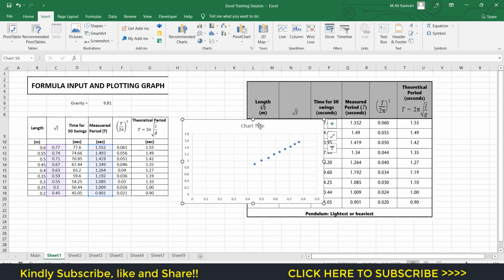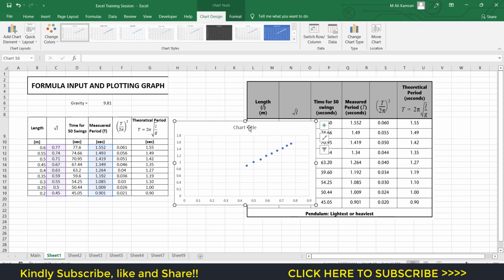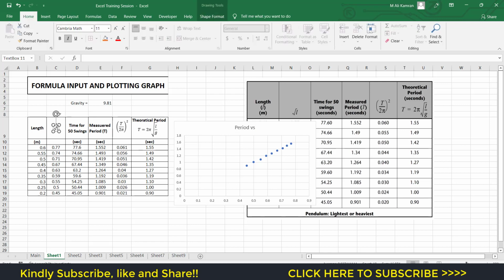Now this is the plot, and now we want to have the axis values. So first of all, we need to have the chart title. The chart title is period versus square root L. So we need to have that square root L mathematical expression. We can copy this, select this, Control C, and click here and Control V. So we have this square root L, so we can put it here. Period versus square root L.